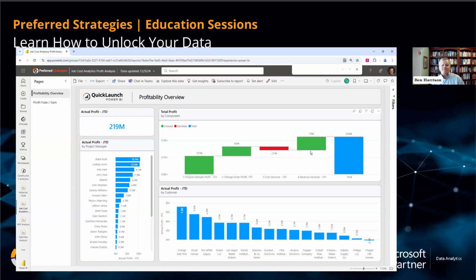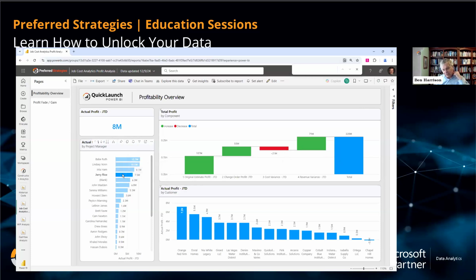And depending on the business processes at your company, you may not have all of these categories. Maybe some of them get blended between revenue variances and change order profit, depending on how you're tracking estimates in the job. But in the end, I do see the total components that make up my total profit. And I can start looking at individuals here.